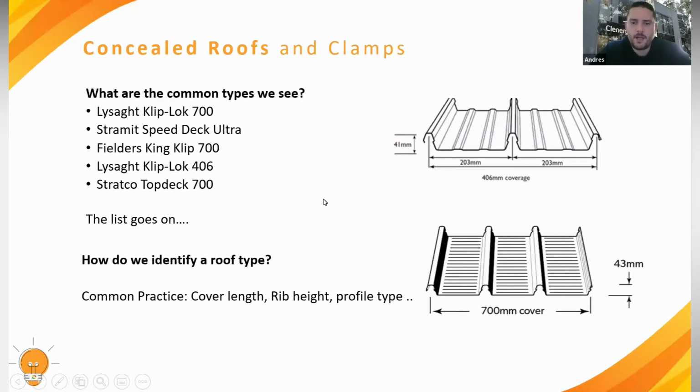So how do we identify a roof type? The common practice is to check the length, the rib height, and the profile type. But if we are not able to identify the correct roof sheet that way, it can be identified on the underside of the sheet. On the back side of the panel, you would have a label or tag identifying the roof sheet type. So we can locate the label, or if you've got any architectural drawings or any information at all about what type of roof sheet is installed, it would normally be in the architectural drawings.